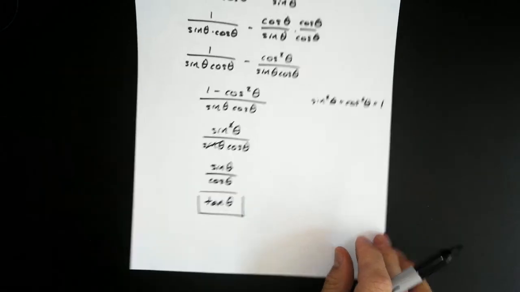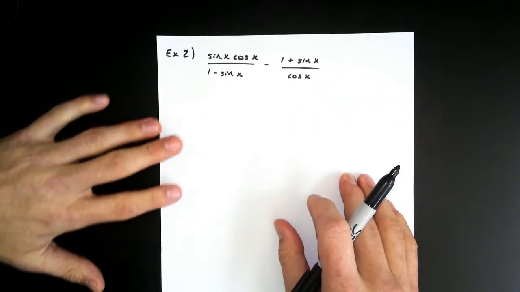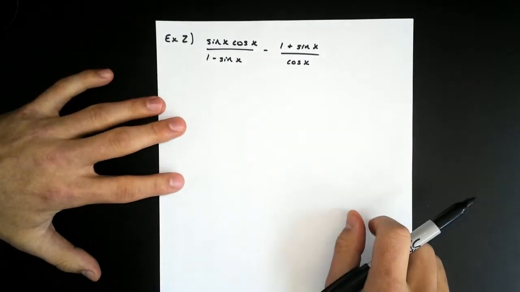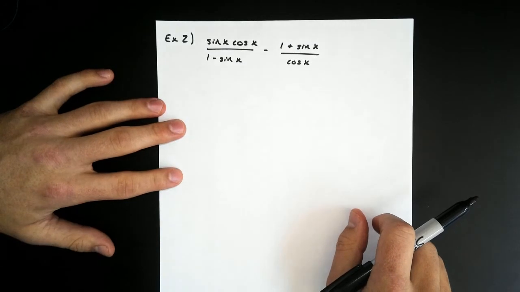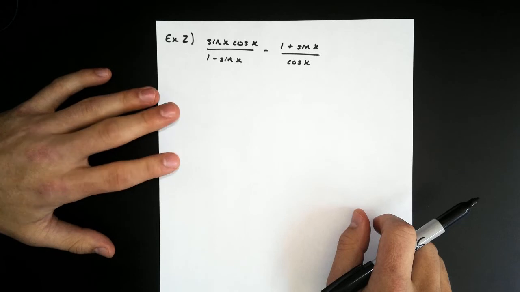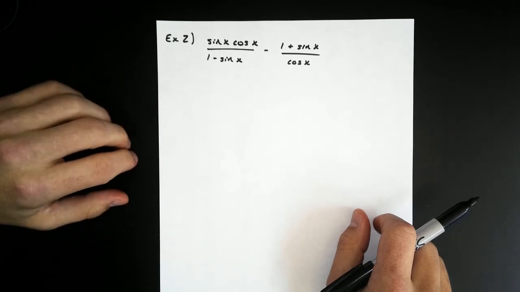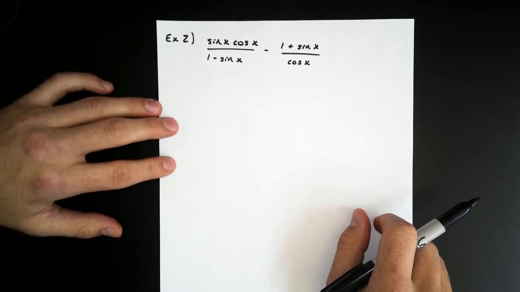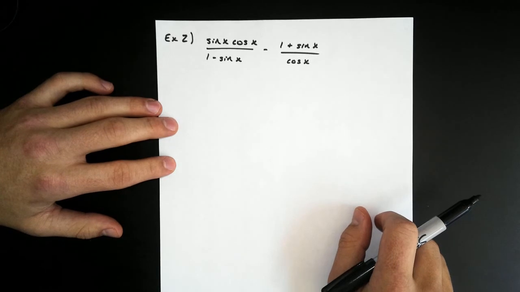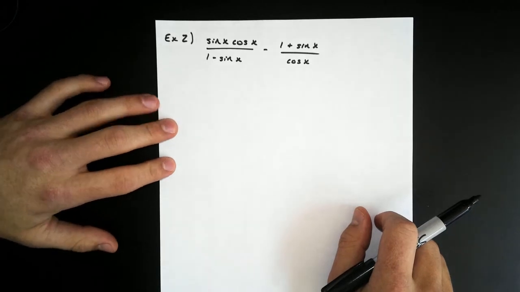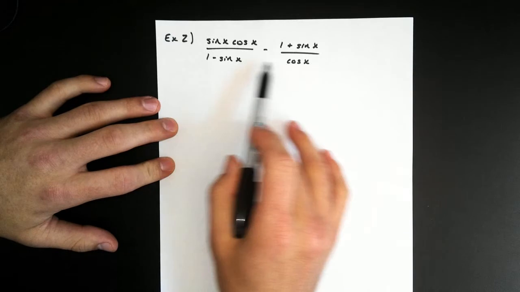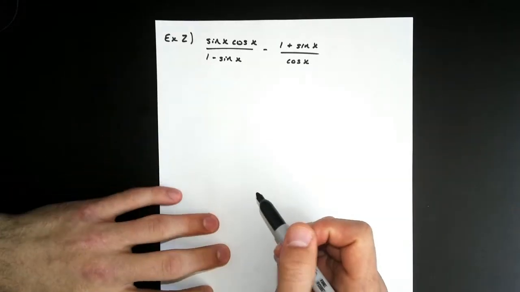Okay, let's move on to the second example. The second example here, everything is already in terms of sine and cosine. So what we're going to do right away is just combine these fractions together. It is going to be similar to what we were doing in the first example, but a little bit more involved because our denominators are pretty different here.